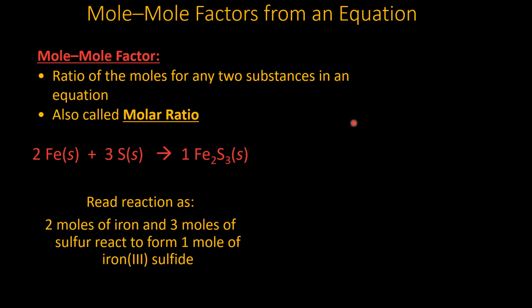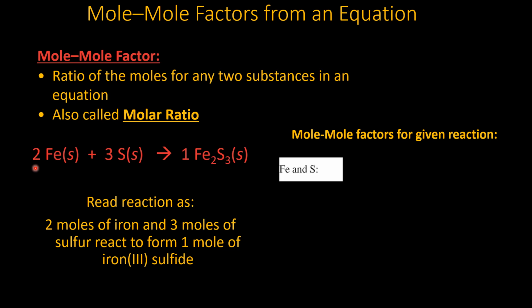And so we can read this reaction to say, well, for every 2 moles of iron, this reaction needs 3 moles of sulfur to also react. And for every 2 moles of iron, 1 mole of iron 3 sulfide is produced. Or you could say for every 3 moles of sulfur, 1 mole of iron sulfide is produced. And those are coming directly from those coefficients we determined when we balanced the equation. You could and should look at them as fractions to use in the dimensional analysis process.